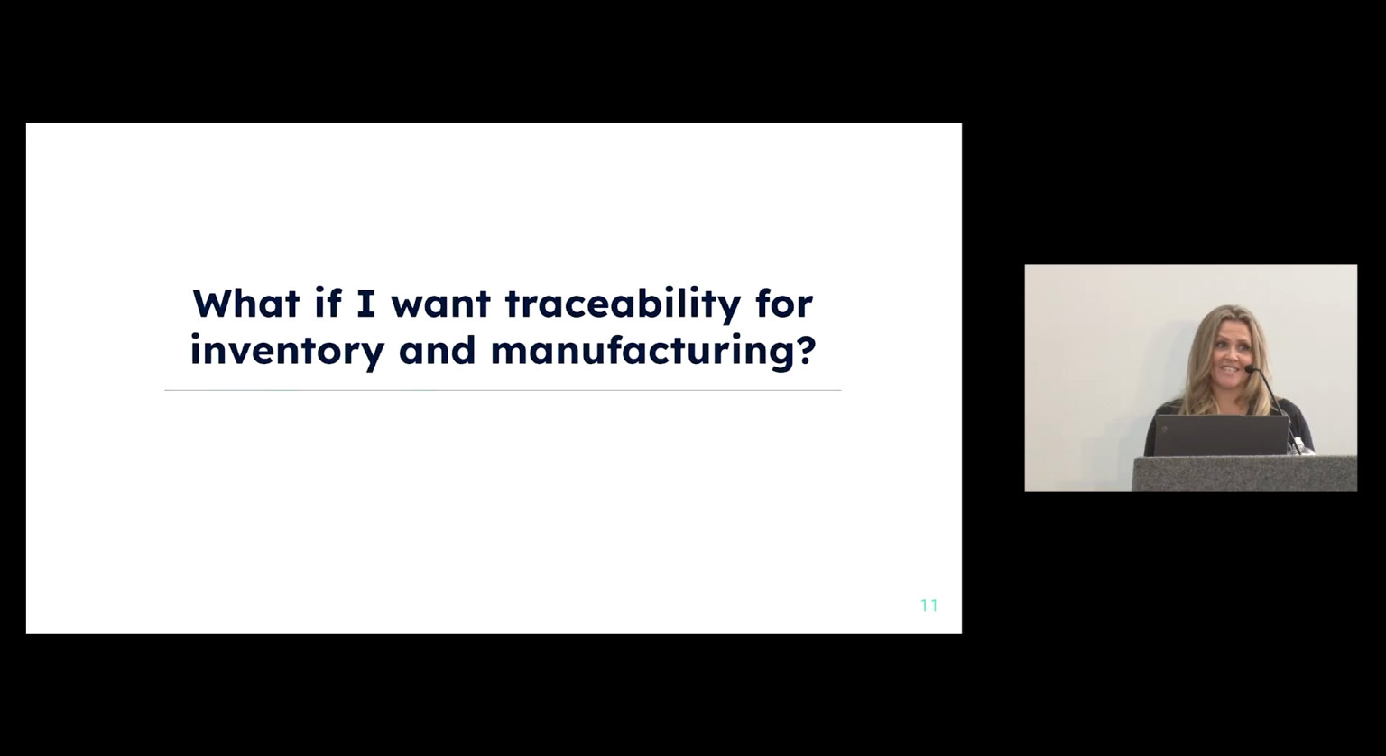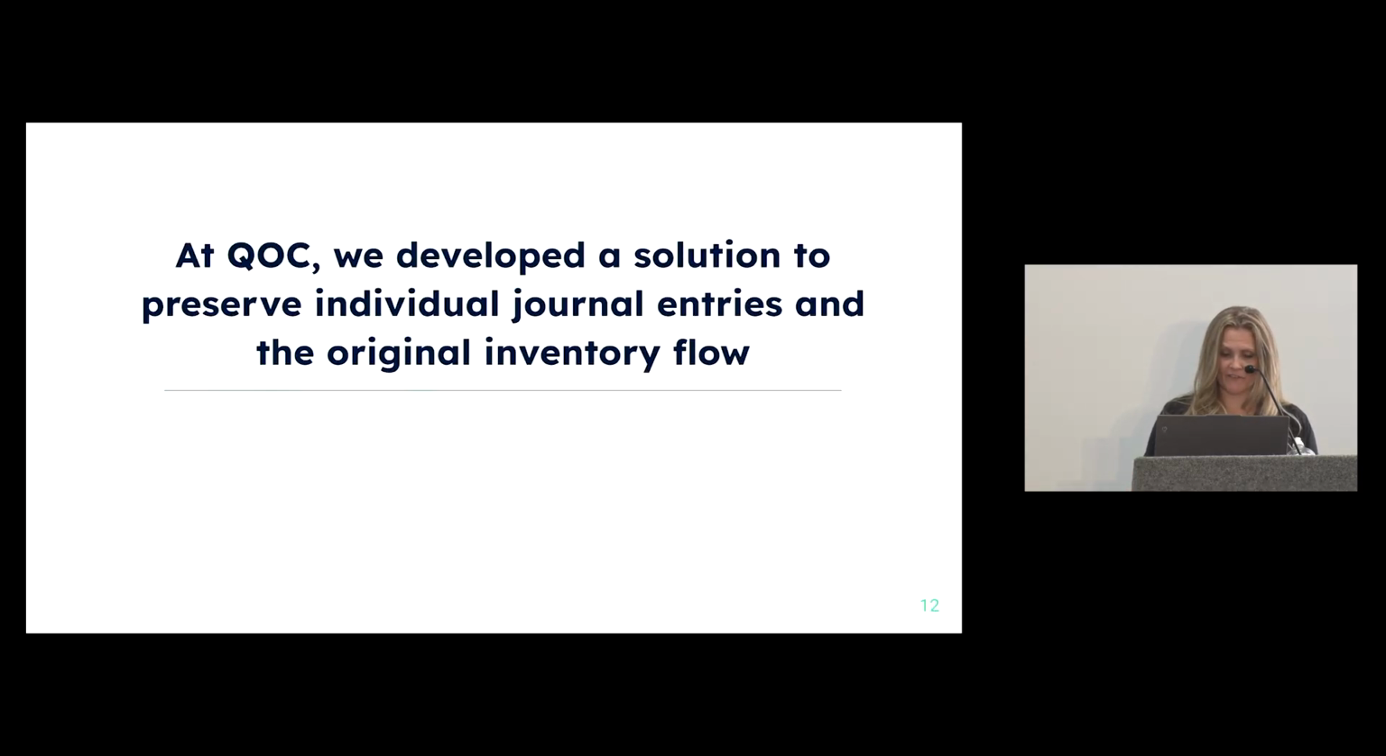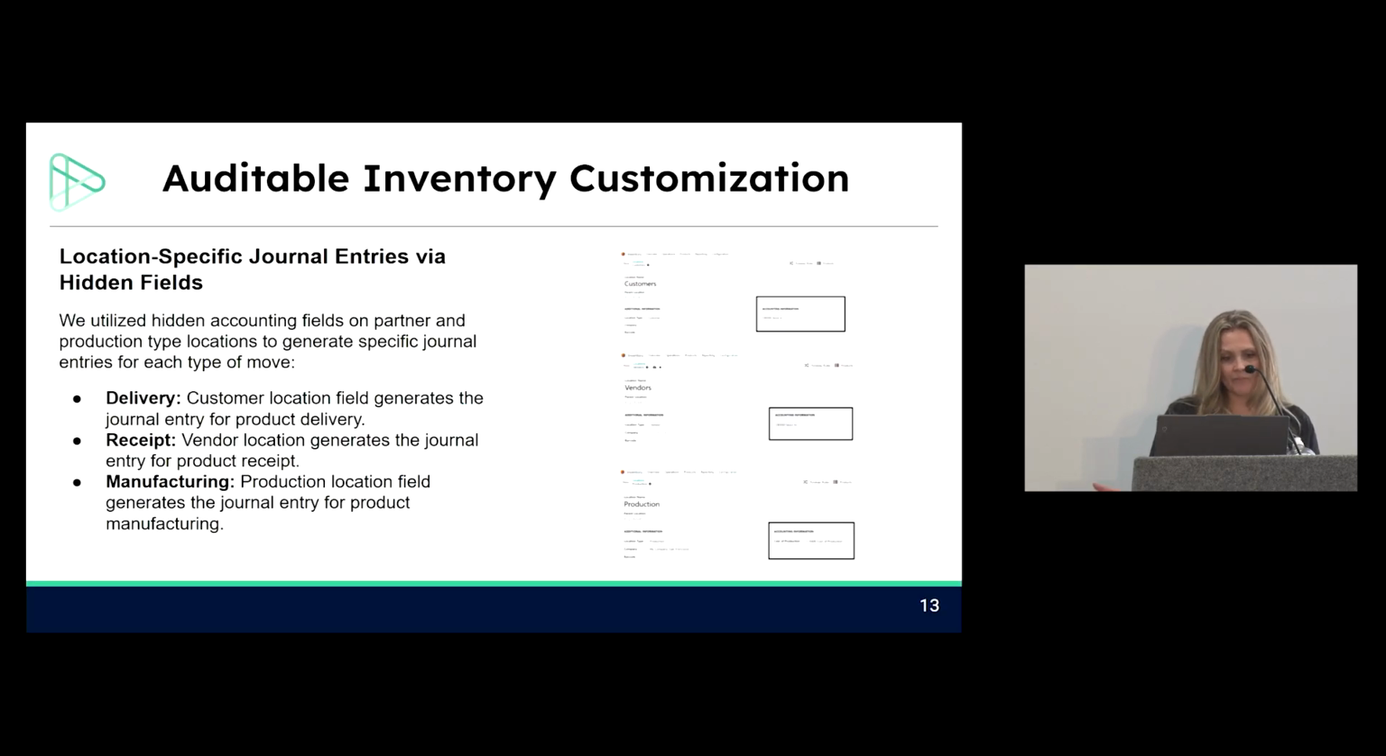So what if you want those individual journal entries? We've developed a solution to preserve those individual journal entries. Essentially what we did is we took fields that were still within the database but hidden, and we populated them with the correct accounts for a delivery, a receipt, and manufacturing. Once we did this, we were able to get journal entries for a receipt, a delivery, and manufacturing.